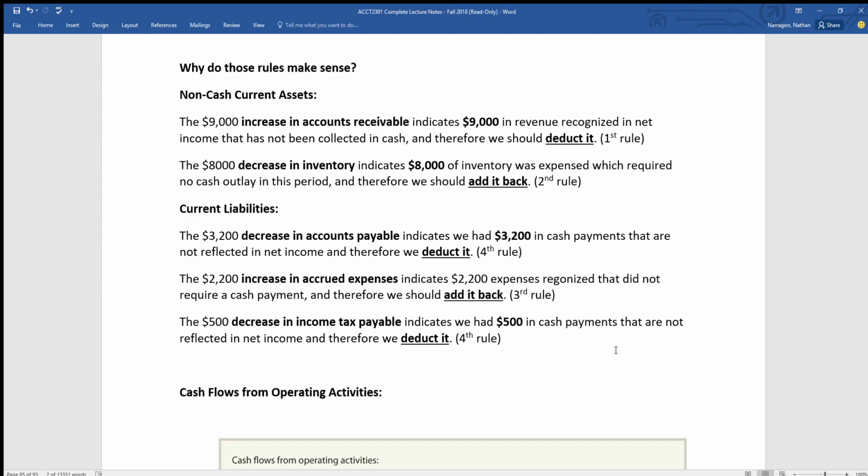The 8,000 decrease in inventory indicates 8,000 of inventory was expensed, which required no cash outlay in this period. Basically, we expense out stuff we've already bought, and therefore we need to add it back. And the same thing with these right here with the liabilities. So this is a good way to explain how things are going. Why is it going?